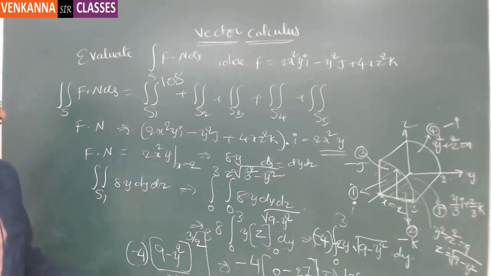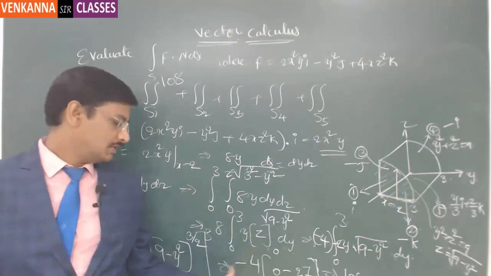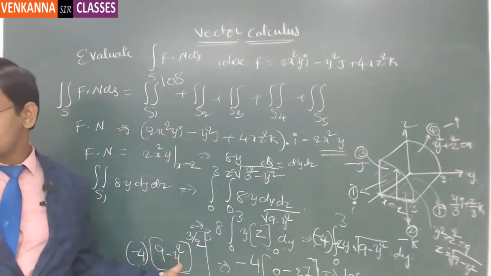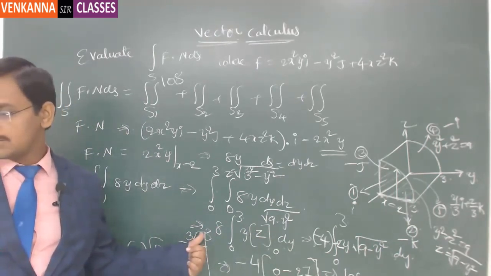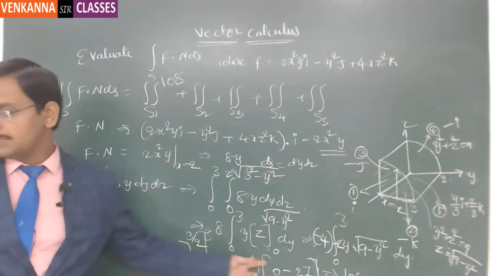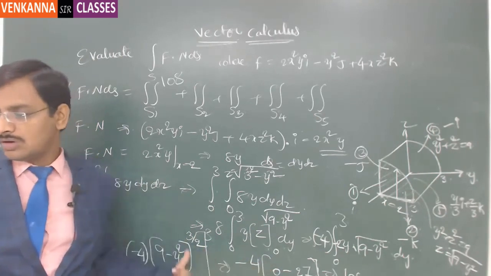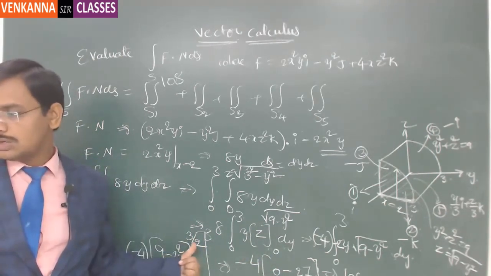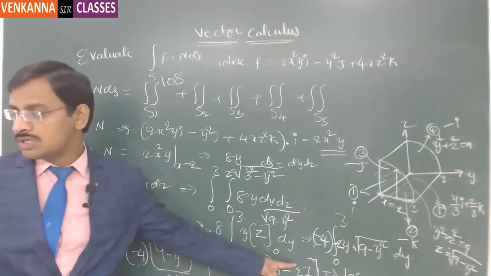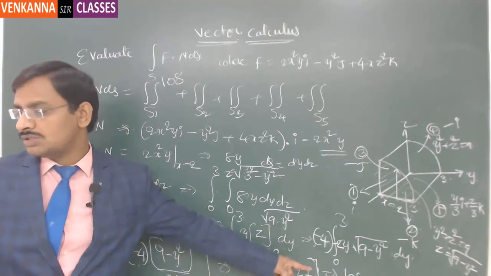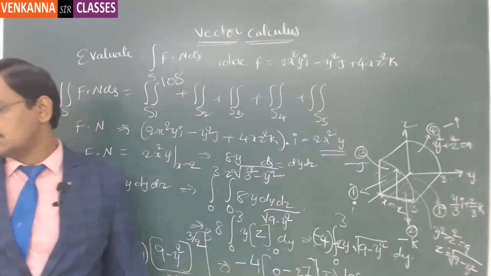I'll just read it. This is just integration and substitution, right? So the last row is nothing but minus 4 times (9 minus y square) whole power 3 by 2. Upper limit is 3 and lower limit is 0. I substituted the upper limit 3, then this is going to be 0. And the lower limit, if I substitute 0, this is 9, which is nothing but 3 square. So 9 power 3 by 2 is coming out to be 27. Then minus 4 times of minus 27 is equal to 108. Understood, Anjali?